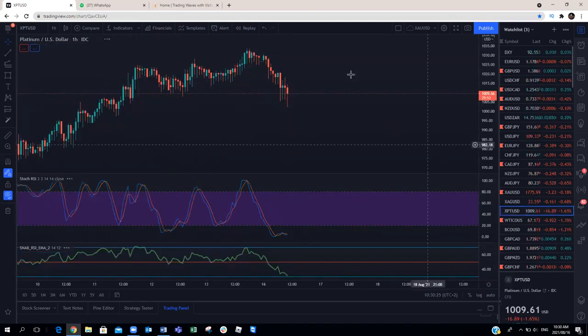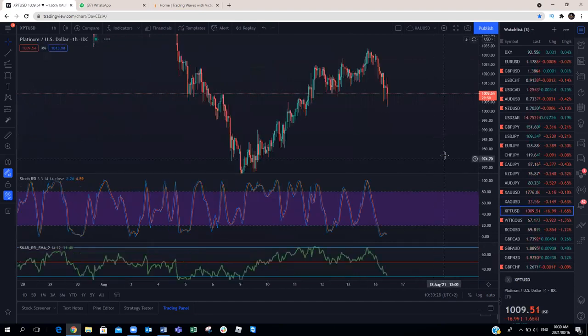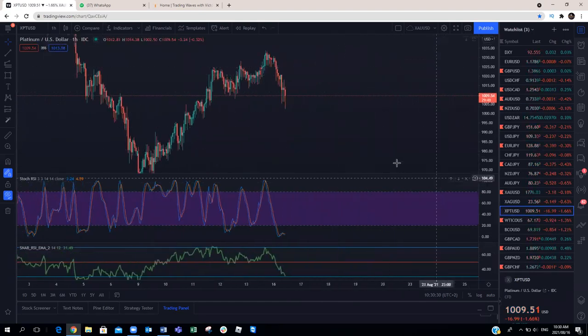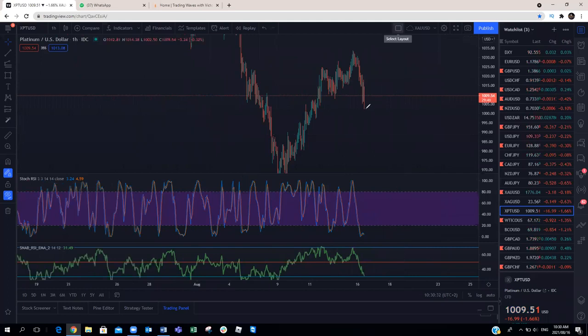Platinum, nothing much to look at on platinum. I can't really see this one pushing to the upside. Even if we do push to the upside, we should see just that.